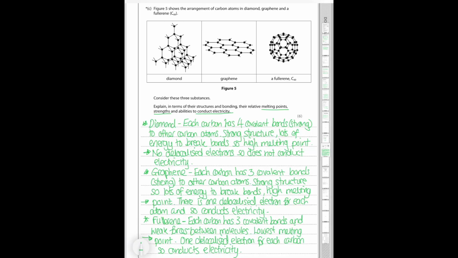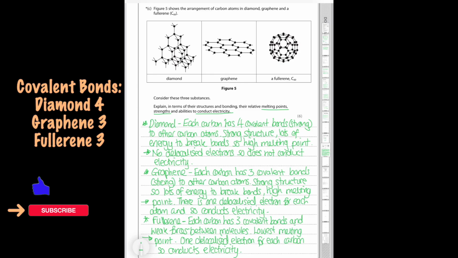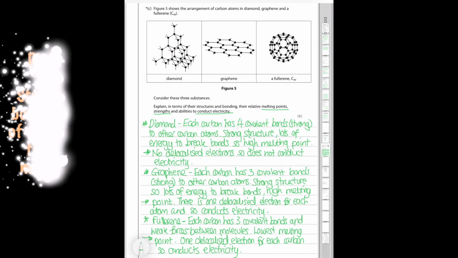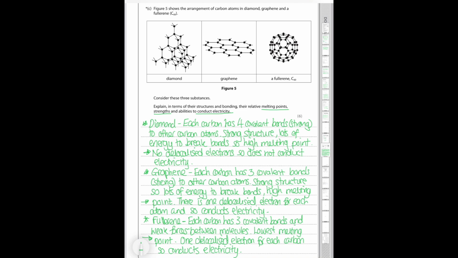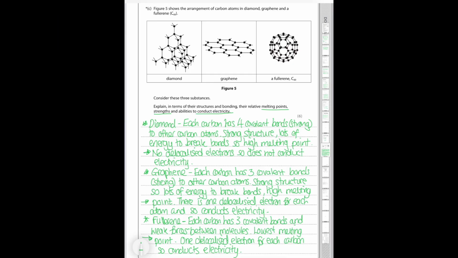So when we're considering our answer, for each of the three different allotropes, we have to say how many covalent bonds they have. So diamond has 4 covalent bonds, whereas graphene and fullerene have 3 covalent bonds. Because the covalent bonds are strong for diamond and graphene, that means that the melting points are going to be high and they're strong structures. However, when we're melting the fullerene, we're breaking the weak intermolecular forces between the molecules.